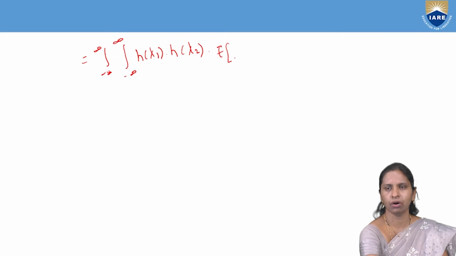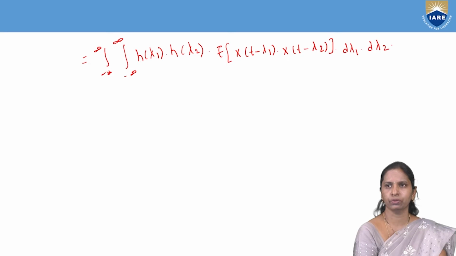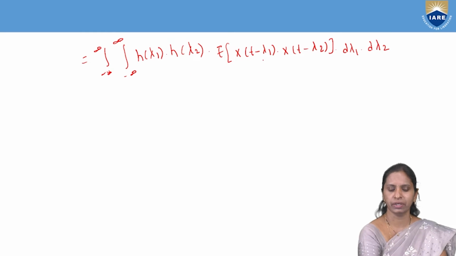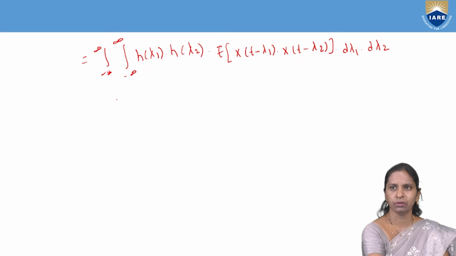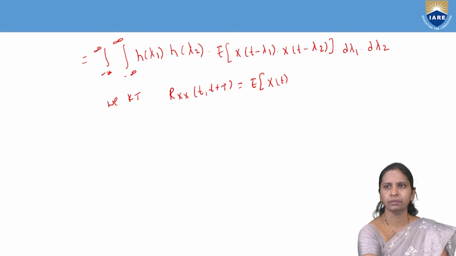So the expectation of x of t minus lambda 1 into x of t minus lambda 2, into d lambda 1 into d lambda 2. Now, what is the expectation of x of t minus lambda 1 into x of t minus lambda 2? What do you call it? We know that it is the autocorrelation function. What is the autocorrelation function of a random process x of t? It is nothing but the expectation of x of t into x of t plus tau.